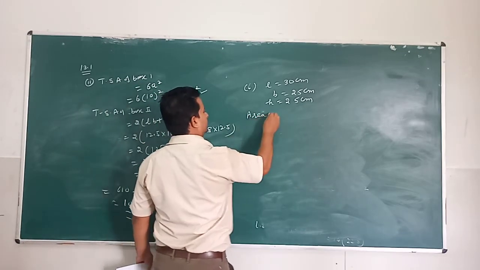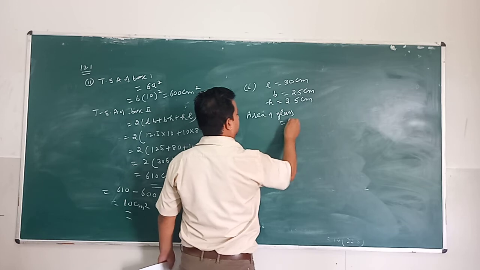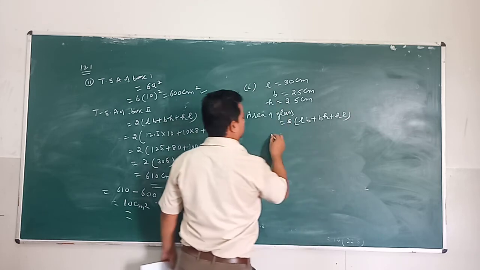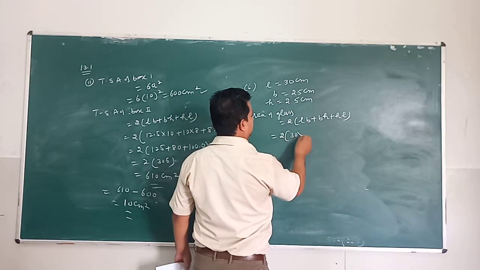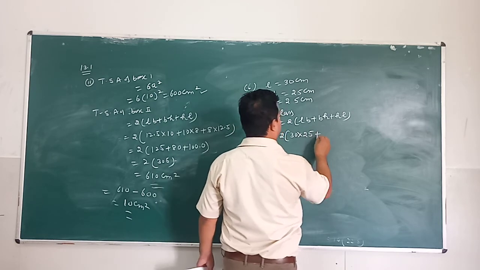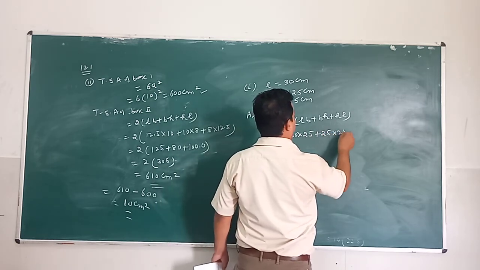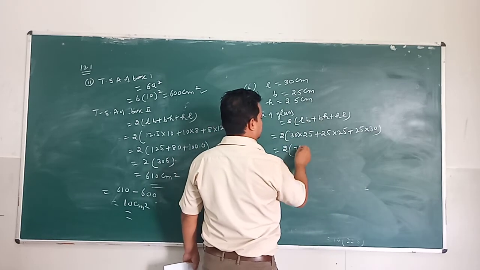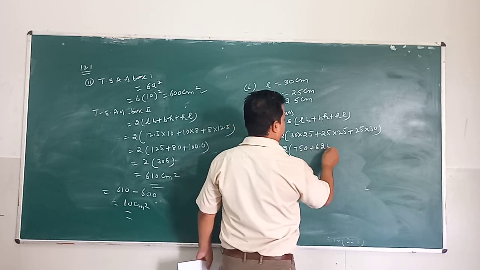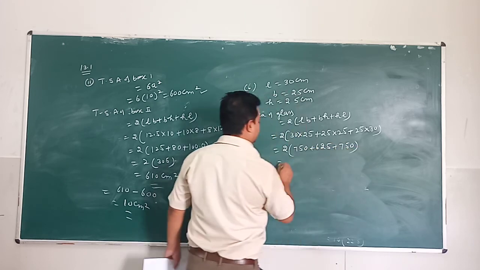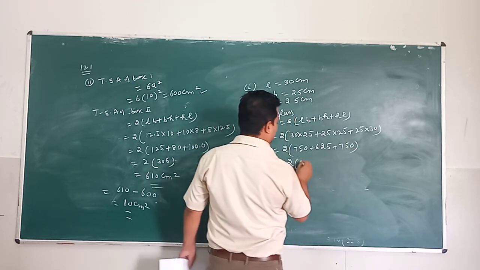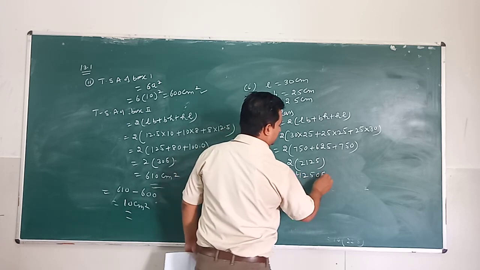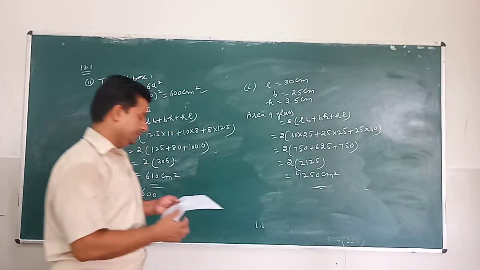So the area of glass is twice of LB plus BH plus HL. This is 2 times 30 into 25 plus 25 into 25 plus 25 into 30. This is 2 times 750 plus 625 plus 750, which is 2 times 2125. So 4250 centimeter square is the total area.